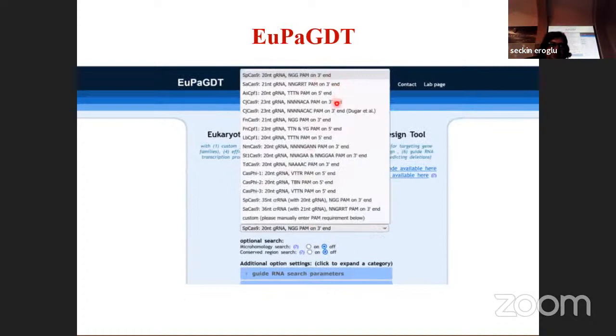Here, these are the different Cas proteins. Each Cas protein has its own PAM sequence. So you first have to decide which PAM you require, which Cas protein you are working with, and then they have different genomes. Out of these genomes, you can select the sequence, or you can also give your custom genome.